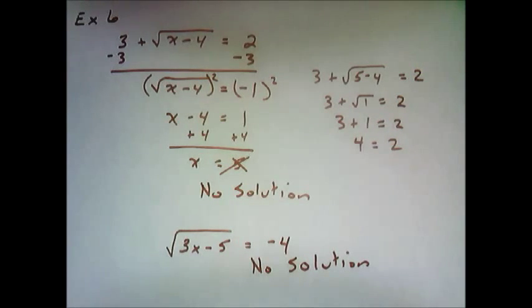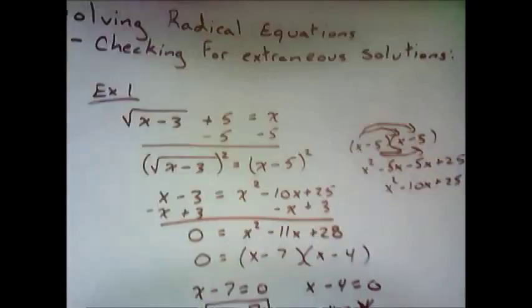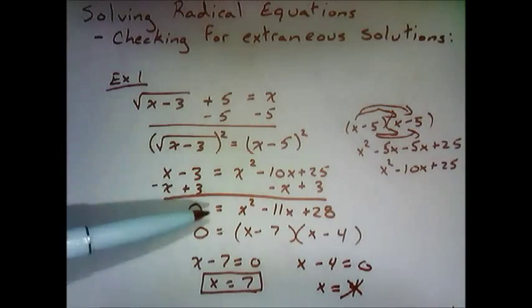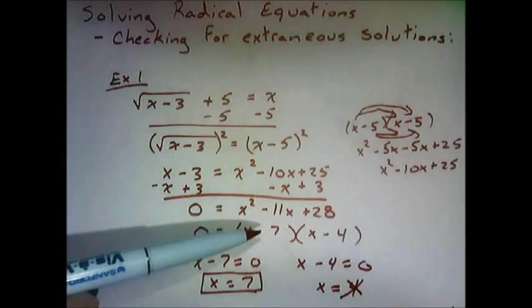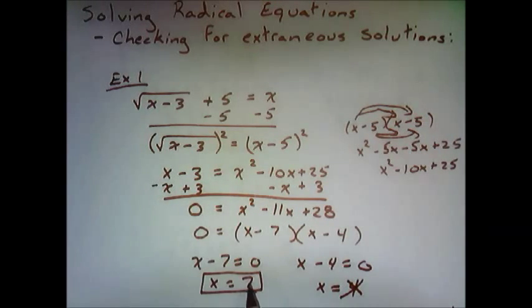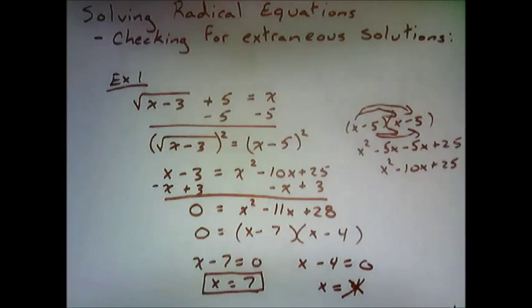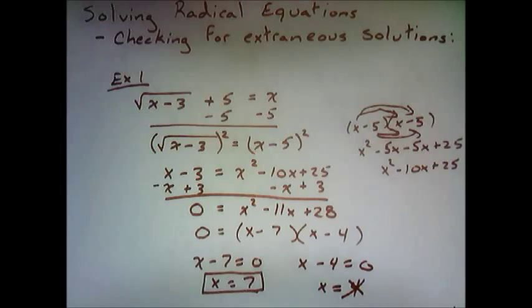Just to recap, remember, we need to go ahead and solve. If we have a quadratic, we need to factor. Most all of our problems will factor for us nicely. And then we're going to go ahead and check those solutions to make sure that one of them or both of them work. And that concludes our radical equations, checking for extraneous solutions.